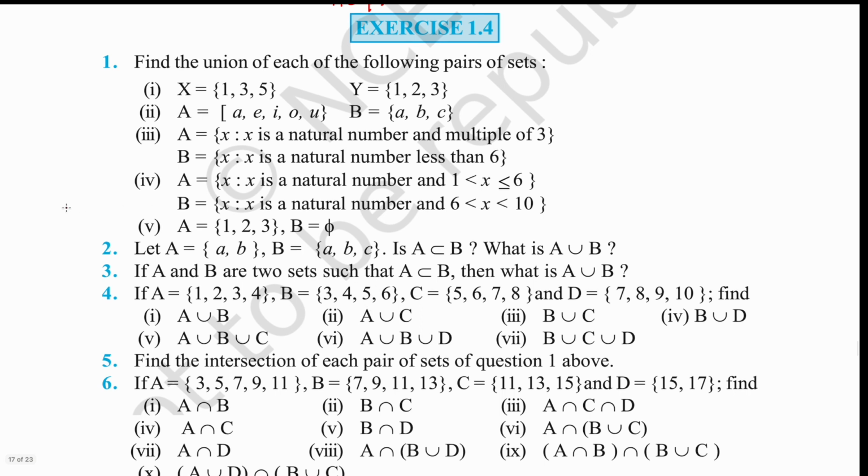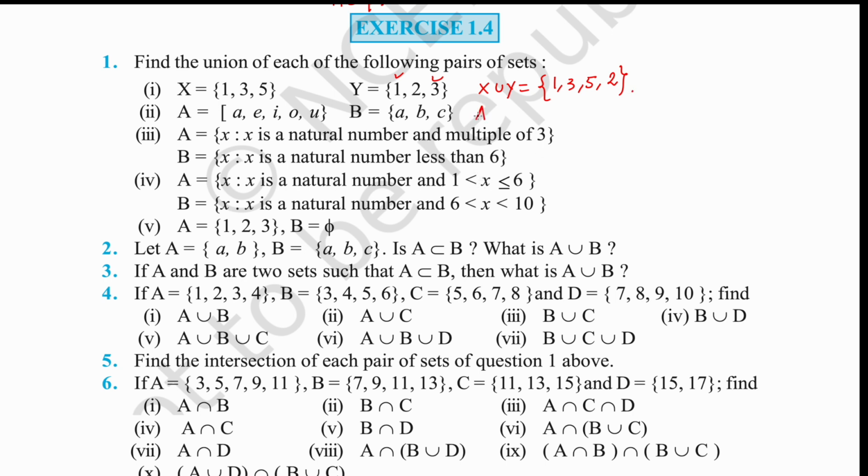So the first question is, find the union of each of the following pair of sets. So in this case, X union Y is going to have all the elements which are there in X and Y, right? So here you have 1, 3, 5. So I have included all the elements of X. Now I also have to include elements of Y, but I have already included 1 and 3. So I'll also have to include 2, and this is how you'll get your union.